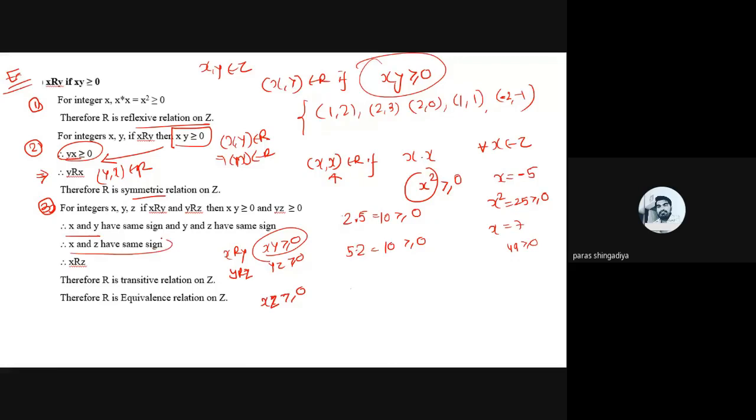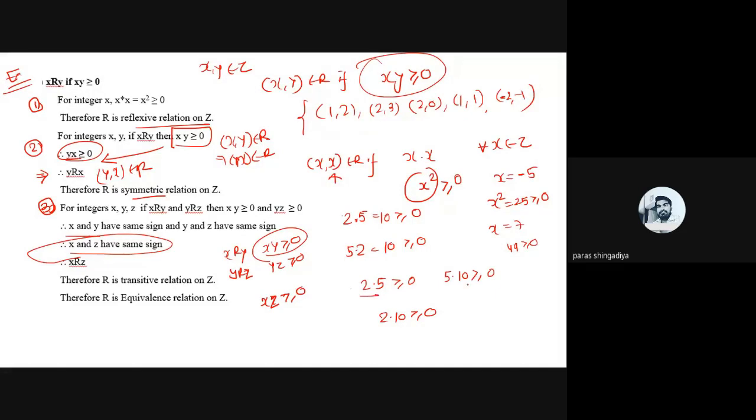Then we can easily say that xz also have the same sign. For this data, for example, 2 into 5 is greater than or equal to 0, and 5 into 10 is also greater than or equal to 0. So we can easily say that 2 into 10 is also greater than or equal to 0. 2 and 5 have the same sign.